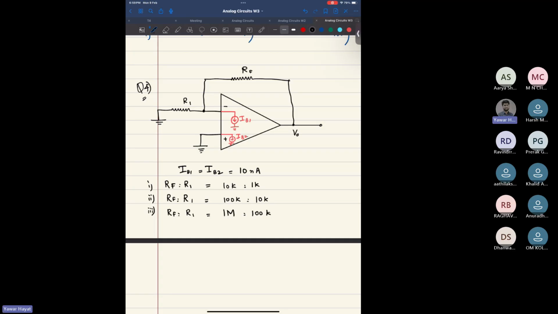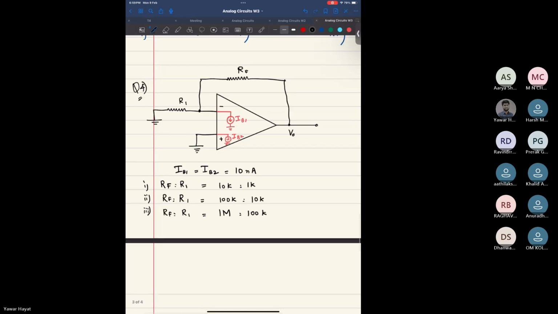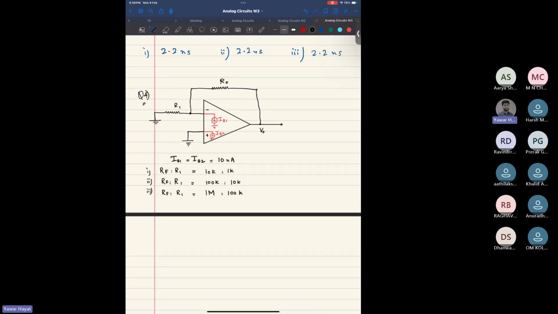We need to find the output voltage, right? And your output voltage would be, anyone? What is V output? It would be IB1 times RF, isn't it? Right? I mean, doesn't it make sense? V output.